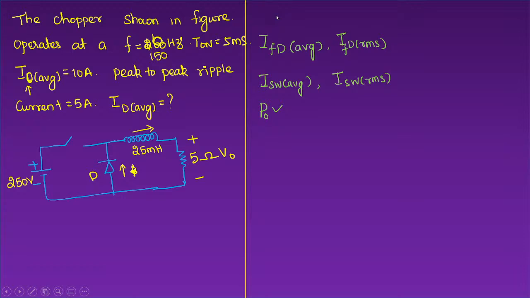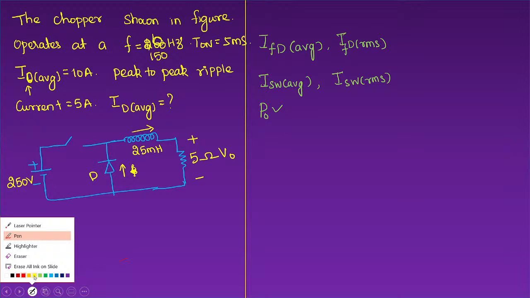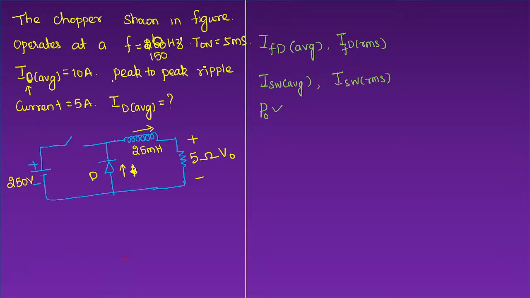The question that is asked is: the chopper circuit shown in the figure operates at a frequency of 150 hertz. Its on time is given as 5 millisecond. Then its output average current is also given. Yes. Peak to peak ripple current, yes, that is also given as 5 ampere. Then the question is, what is the average value of the diode current?